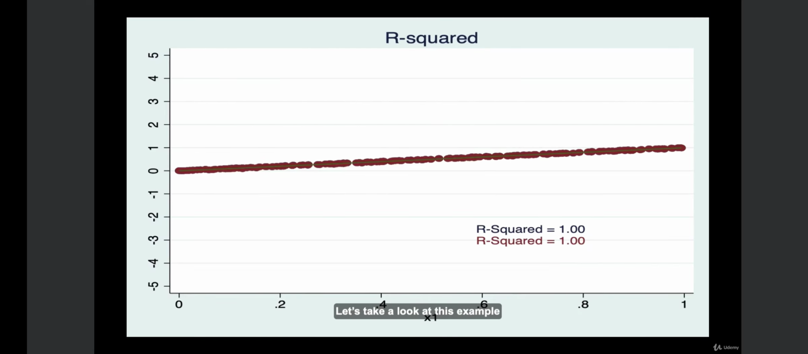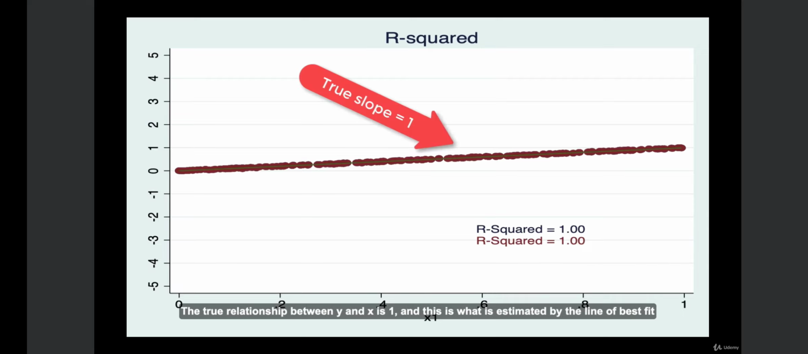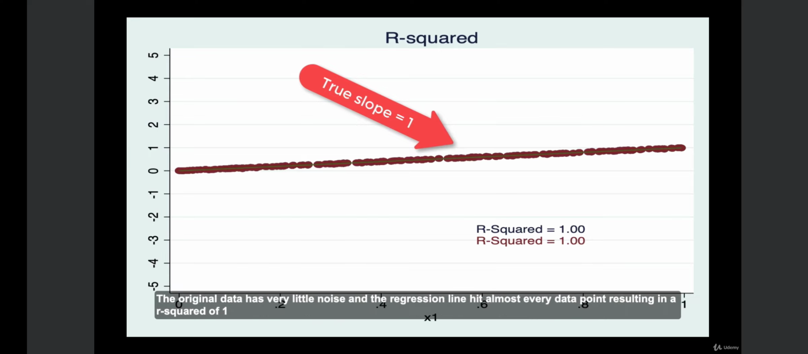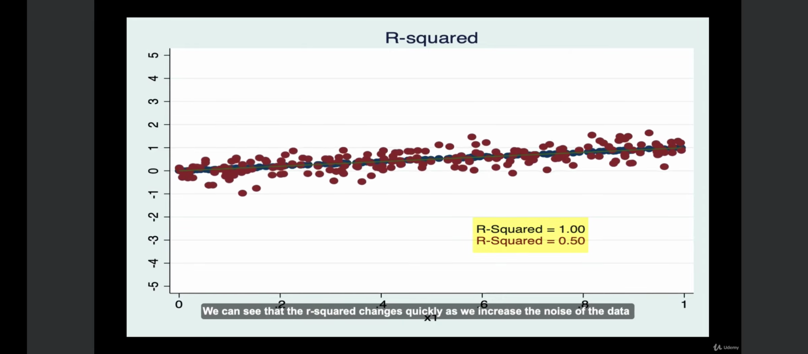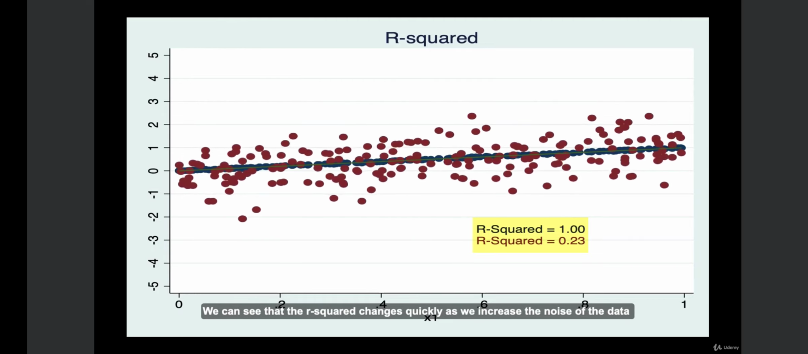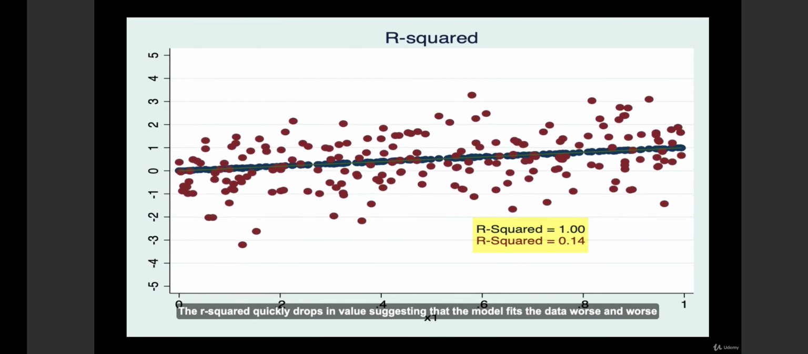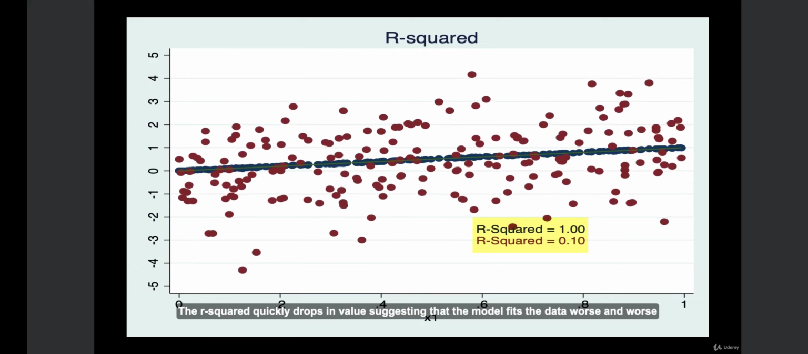Let's take a look at this example. In this demonstration, I'm going to change the noise level around the line of best fit. The true relationship between y and x is 1, and this is what is estimated by the line of best fit. The original data has very little noise, and the regression line hits almost every data point, resulting in an R-squared of 1. Now let's go ahead and change this noise level around the true regression line. We can see that the R-squared changes quickly as we increase the noise around the data. The R-square quickly drops in value, suggesting that the model fits the data worse and worse.